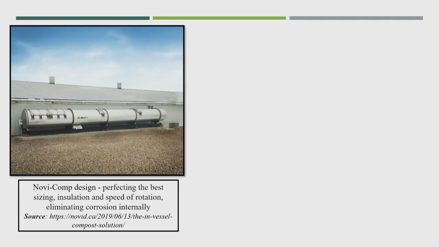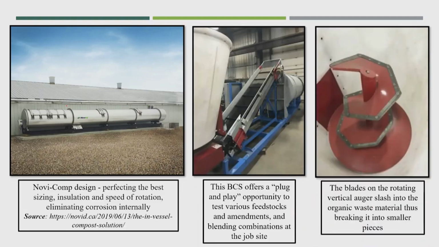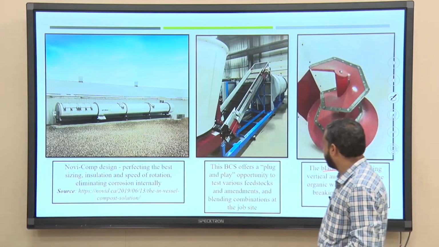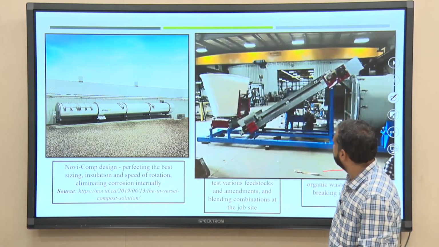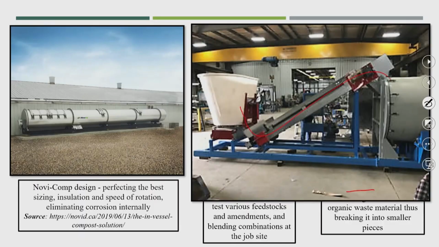This is another reactor, the Novi camped design, with base sizing, insulation, speed of rotation, and eliminating corrosion internally. So, there is a blade available in this reactor, so that the entire material gets mixed completely. This is the feeding. This is the same reactor. Okay.